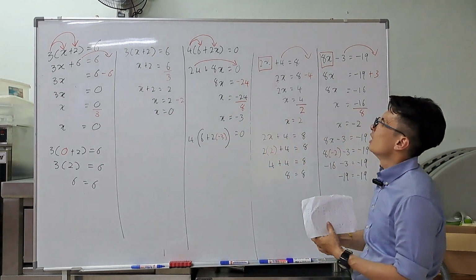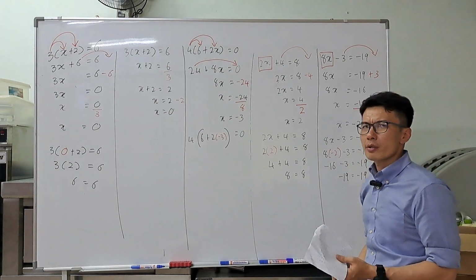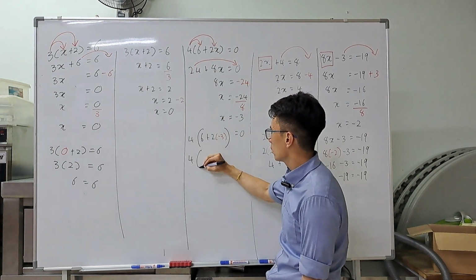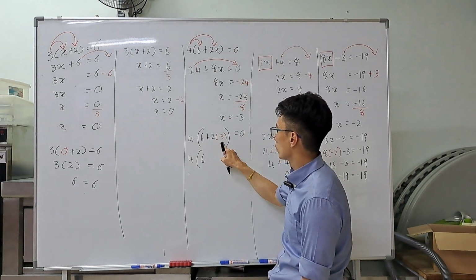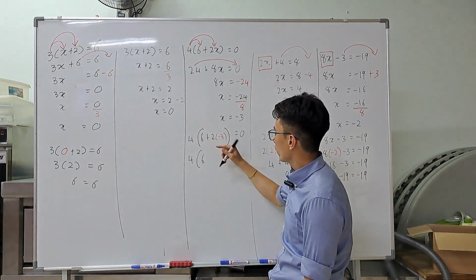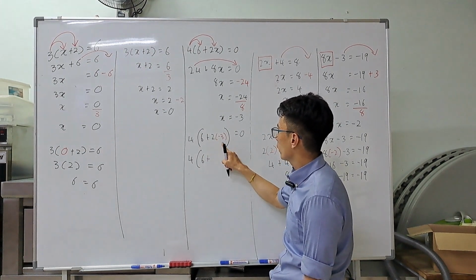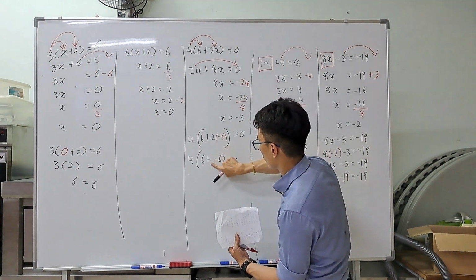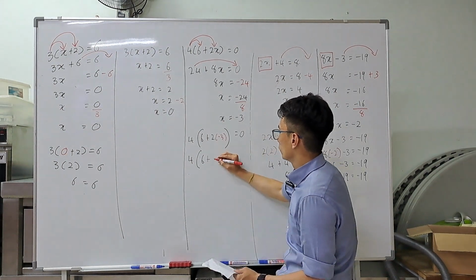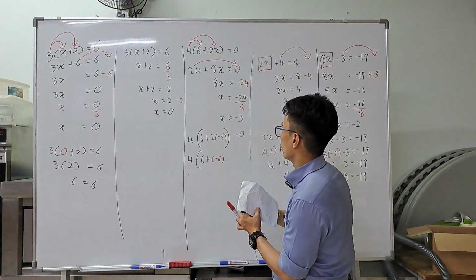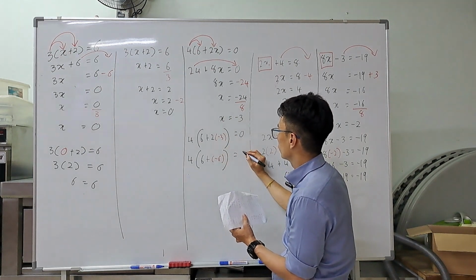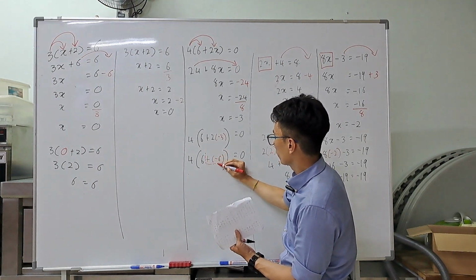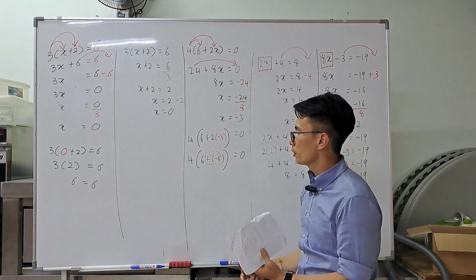So according to BODMAS, let's solve everything inside the bracket first. I am doing nothing with this 4 first, so I just leave it as it is. 6, just leave it. Let's solve this first. So 2 multiplied with negative 3, I will get negative 6, and then I will close the bracket. And over here, plus and minus, you will get minus.